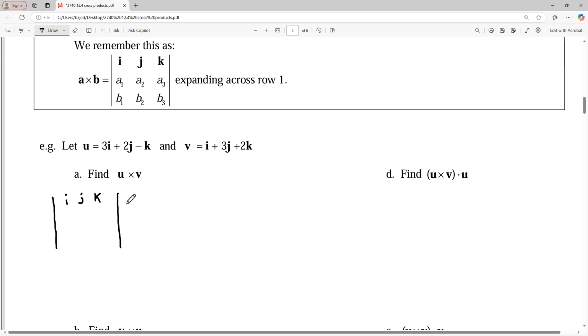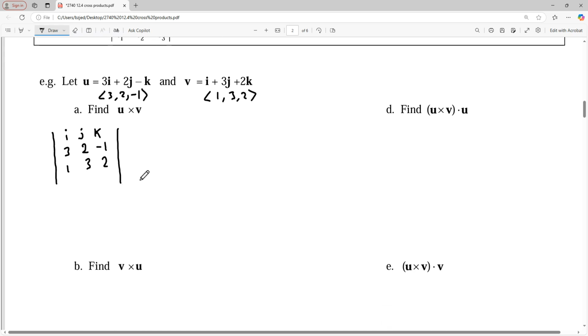My second row here is now going to be the numbers for u. If I were to write u as a vector, it would be the vector 3, 2, -1. So the numbers here are going to be 3, 2, -1. If I were to write vector v as a vector, that would be 1, 3, 2. So that'll be the numbers 1, 3, 2.